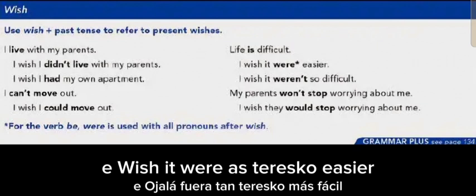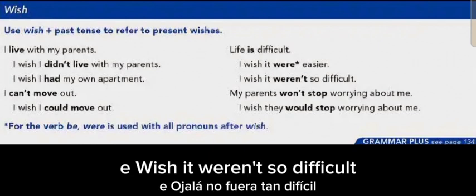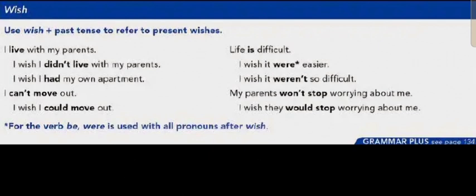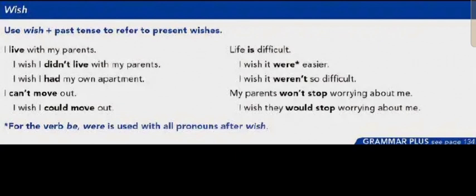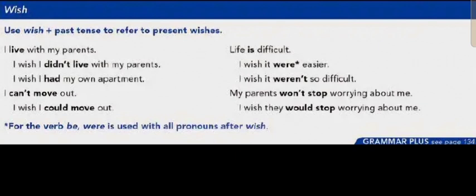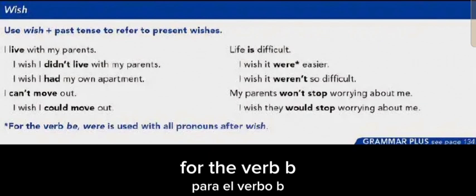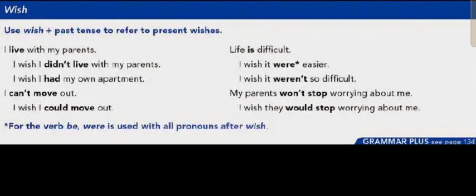Life is difficult. I wish it were easier. I wish it weren't so difficult. My parents won't stop worrying about me. I wish they would stop worrying about me. For the verb be, were is used with all pronouns after wish.